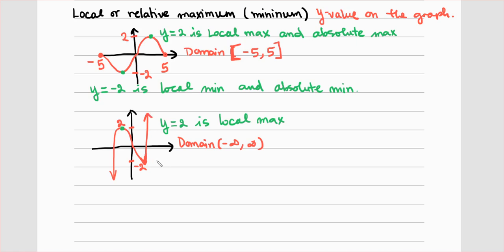Okay, and then I'm going to look at the bottom point. At this turning point, our y value is -2. In this case, y equal -2 will be our local min.